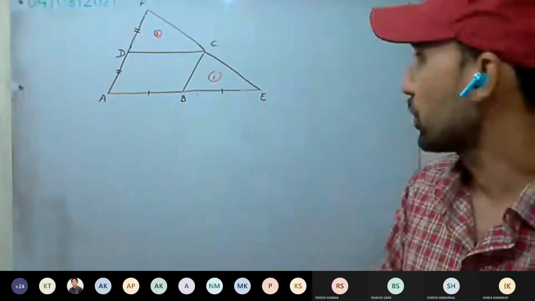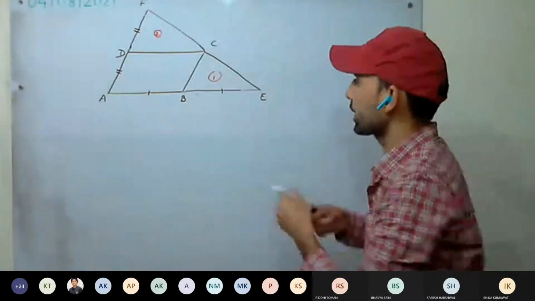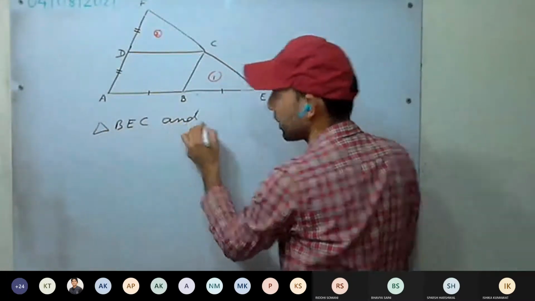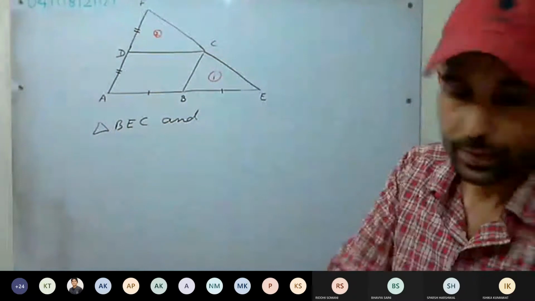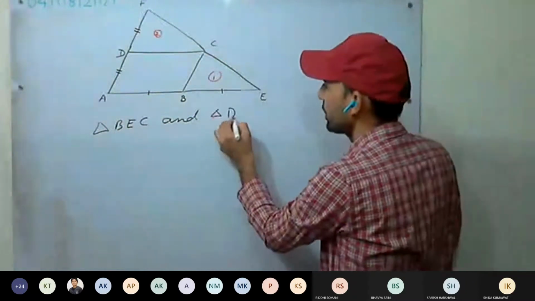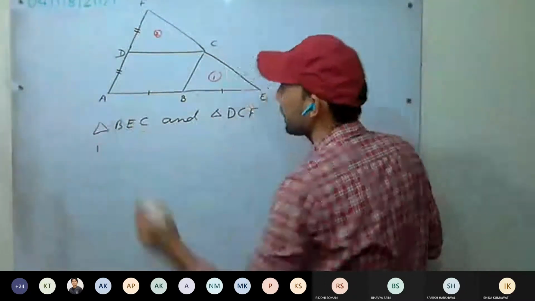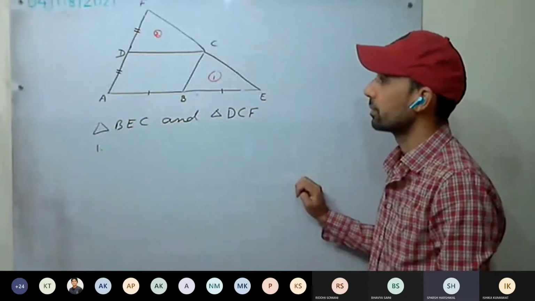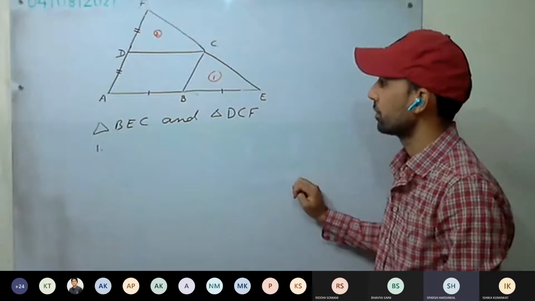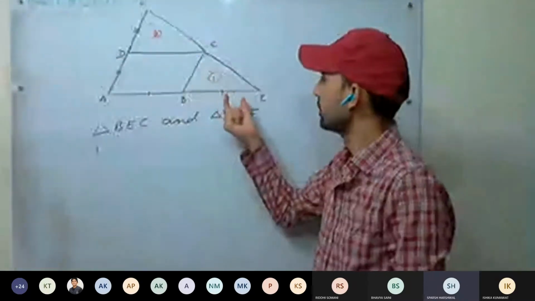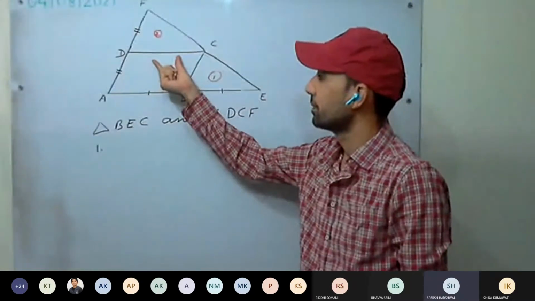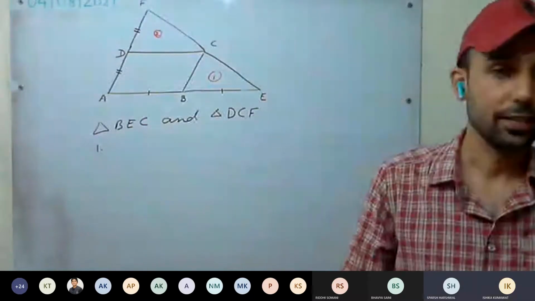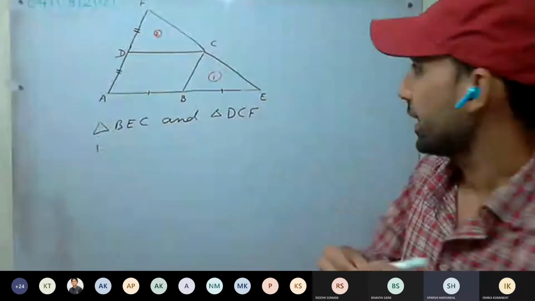So how are you going to prove them congruent? Triangle BEC and triangle DCF. Tell me. Sir, first we can write DC equal to DC. No, DC equals BE. One minute, see here.